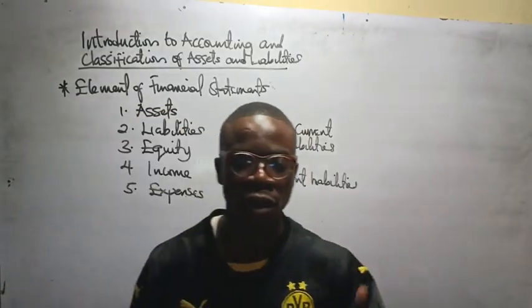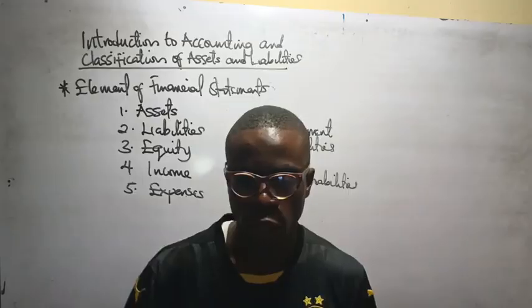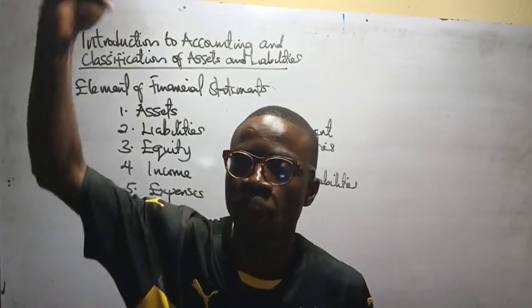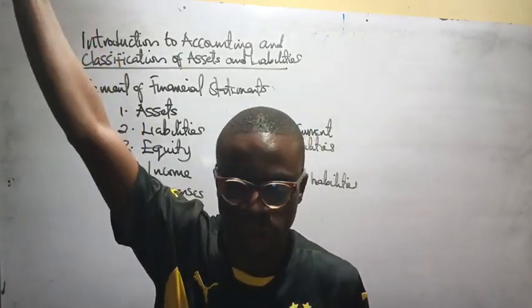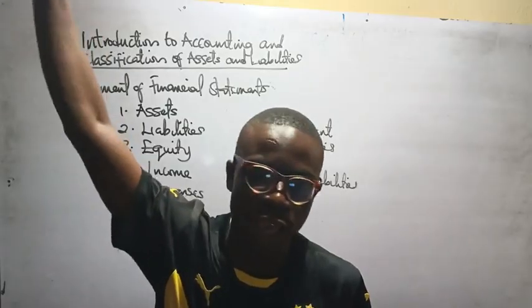So let's look at examples of non-current liability. We have long-term debt. You know, a debt that you will settle in more than a year, maybe 2 years, 5 years, 7 years, 10 years.